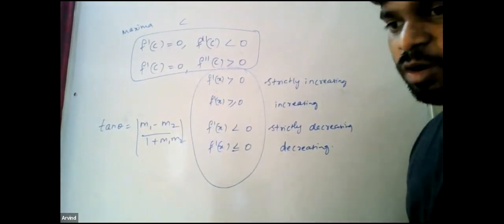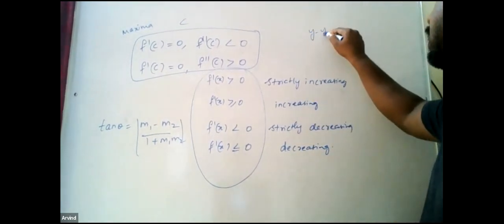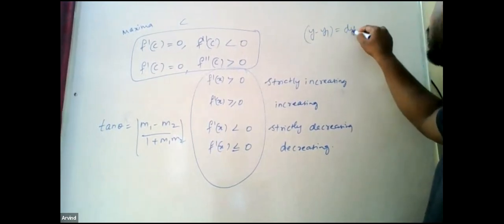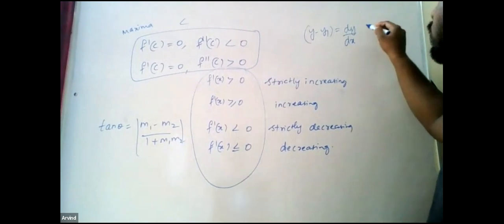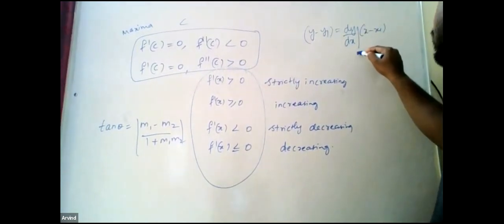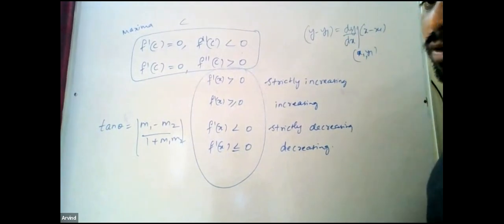And you know how the equation of a straight line is given by y minus y1 is equal to m into x minus x1. But instead of that, dy by dx itself gives you the slope. Okay, x minus x1. The slope should be calculated at x1 comma y1. This is for the line. Okay, if you want to find the equation.